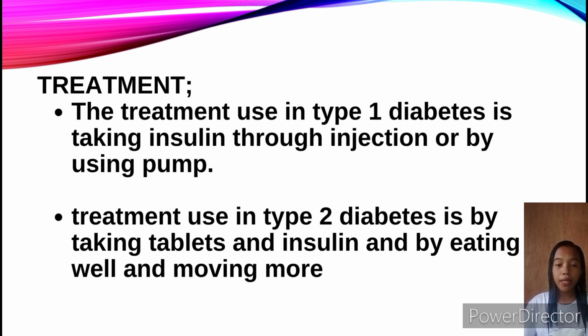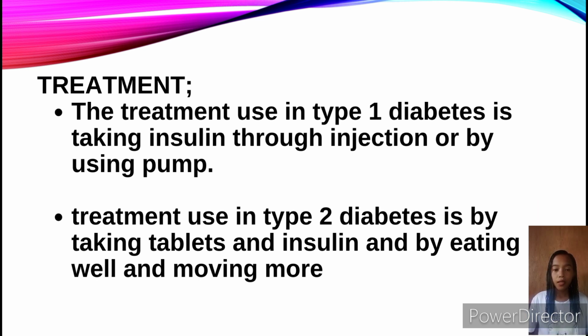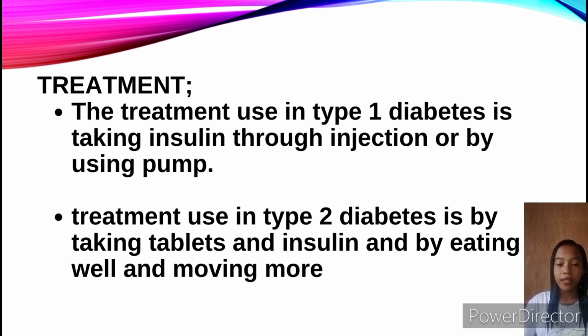While type 2 diabetes is the most common form of diabetes, caused by several factors including lifestyle factors and genes. The treatment used in type 2 diabetes is taking tablets and insulin and eating well and moving more. Ang type 2 diabetes po ay konektado sa pagkain natin ng matamis na pagkain.